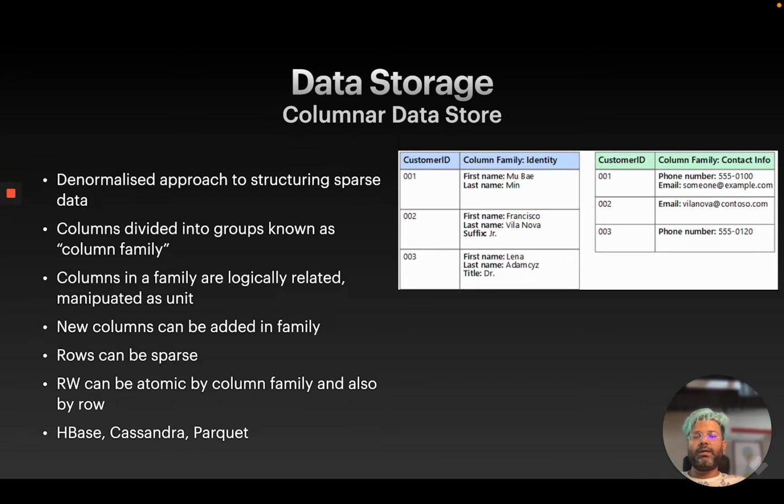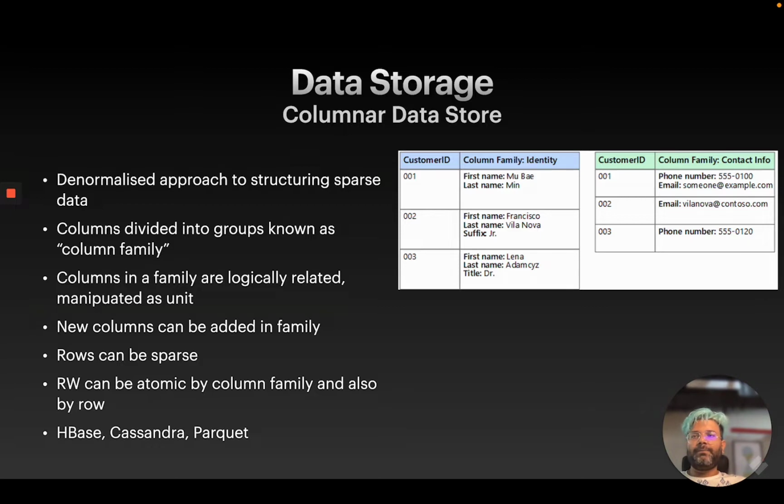This kind of data store is popular in analytics applications, wherein there are many column families associated with a particular key, and there is no requirement of these column families being present for all the rows. Rows can be sparse. A row can have one or many or none of the column families that are present in that particular data store. New columns can be very easily added into the family, and the read-write operations in this kind of data store are atomic by column family, and in some cases some databases also allow them to be atomic by row.